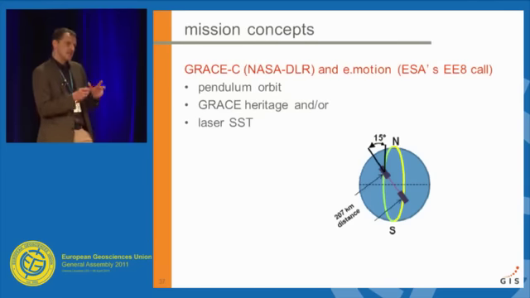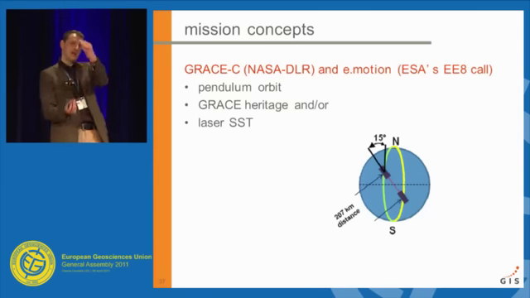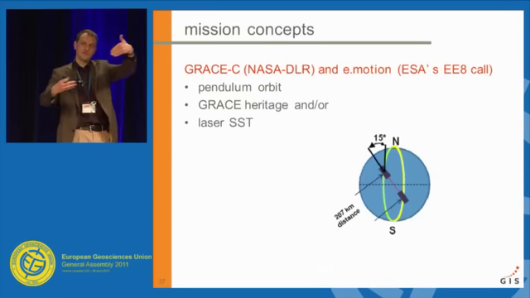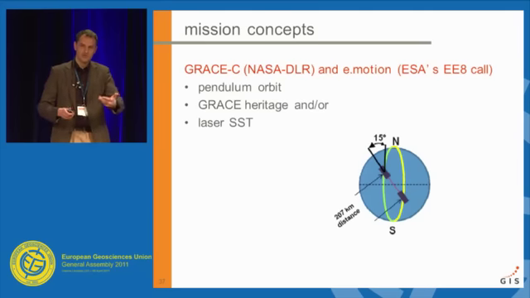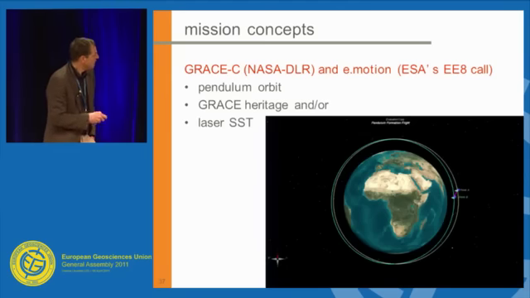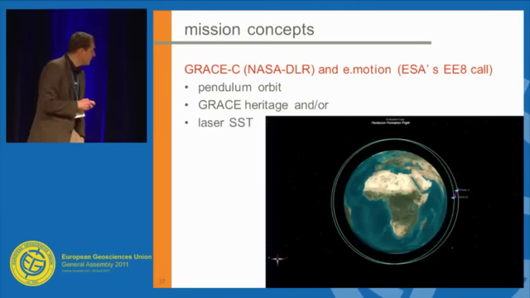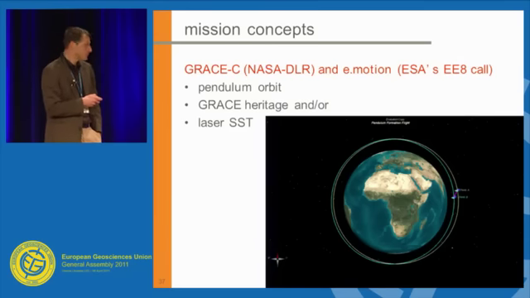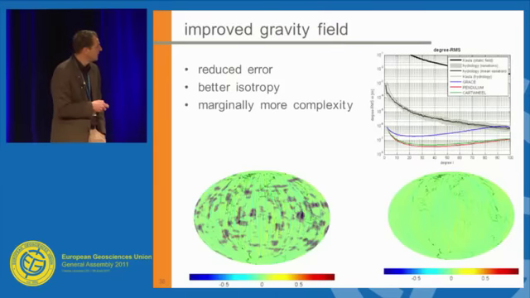One way of doing this is having a different type of configuration, not flying simply one after each other, but trying to separate the two orbits a little bit so that you get a little bit of cross-track information also in your ranging signal. That improves the gravitational signal, and therefore you can improve the gravity fields that you determine from it. We would use a lot of GRACE heritage, more or less a copy of GRACE, but a little bit improved. Perhaps laser SST on board, and we can improve the errors for sure.